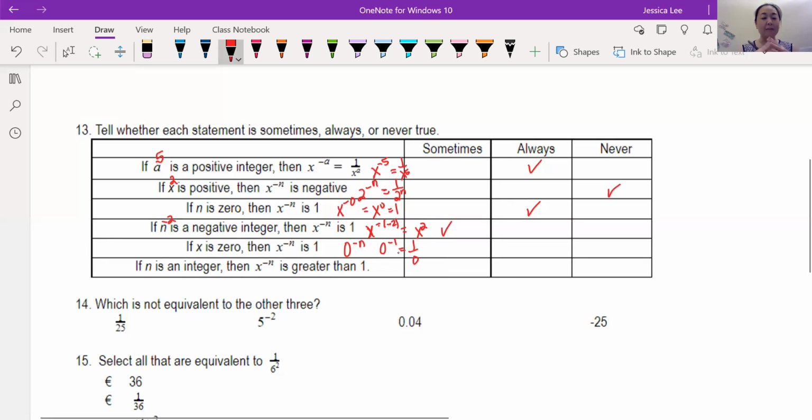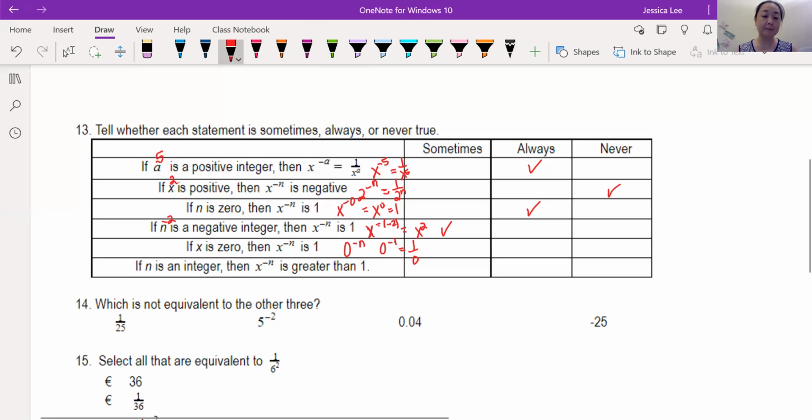Have you ever tried to break your calculator? Try 1 divided by 0 and see what happens. Break your calculator. So that doesn't work. That's definitely not 1.